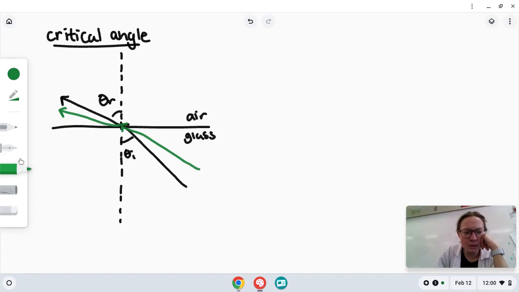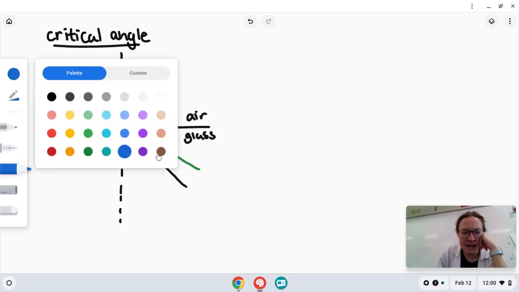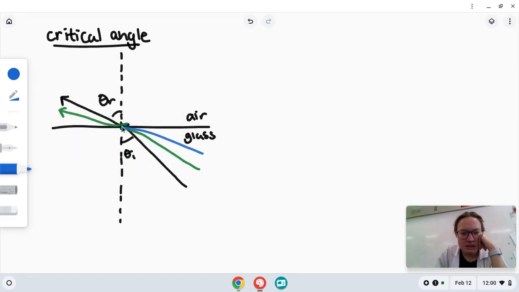Well, what if my incident angle was crazy? What if I had an incident angle like this, such that the light ray that comes out on the other side would never actually make it out of the glass? What if the refracted light ray just went straight along, parallel with the surface of the glass, and never made it out?